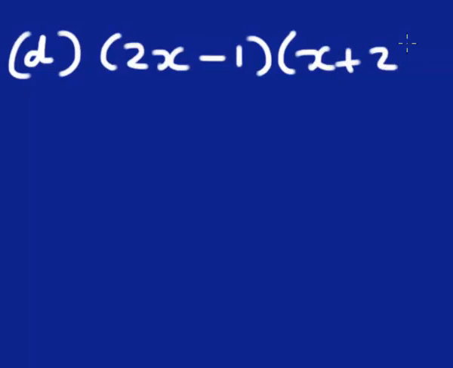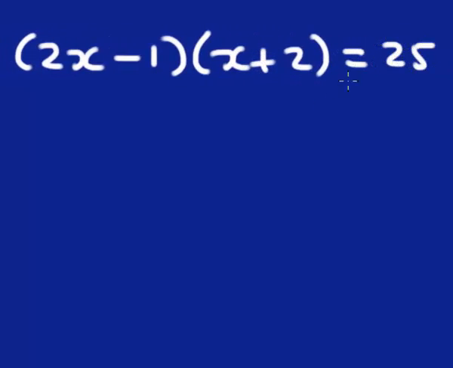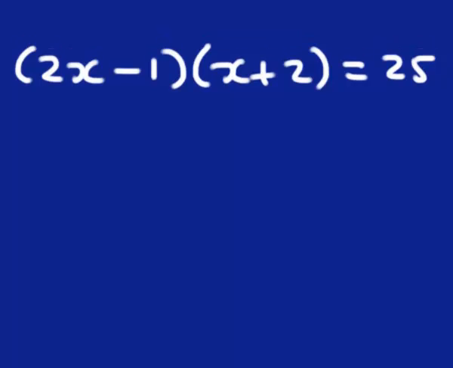Now this one is a classical exam question that comes up in matric. 2x minus 1, x plus 2 is equal to 25. Okay, now what do we do here? We notice that the product here does not equal 0, so we can't split them up. So what do we have to do? We have to go and multiply out. So how do we do that?